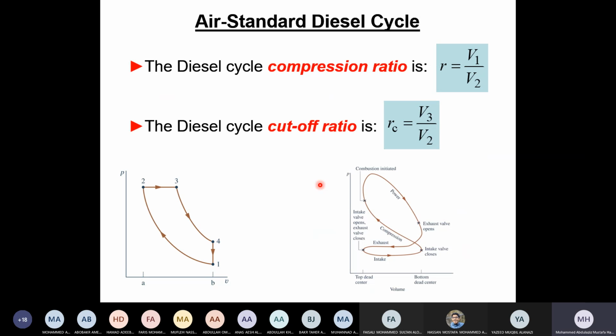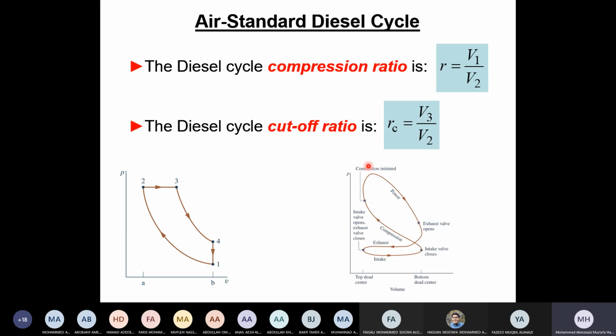Okay, cycle analysis. For the diesel compression, r is equal to V1 over V2, similar to the Otto cycle. But now r is large. It is more than 14, whereas for the previous cycle it was around 10, between 9 and 11. The second thing we need to define is V3 over V2. I need to define this volume here, so this is 1, 2, and 3. What are V2 and V3?